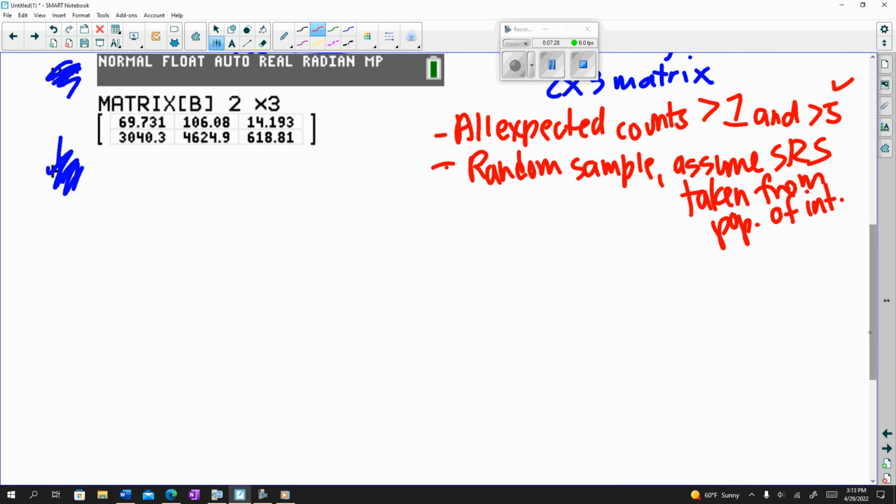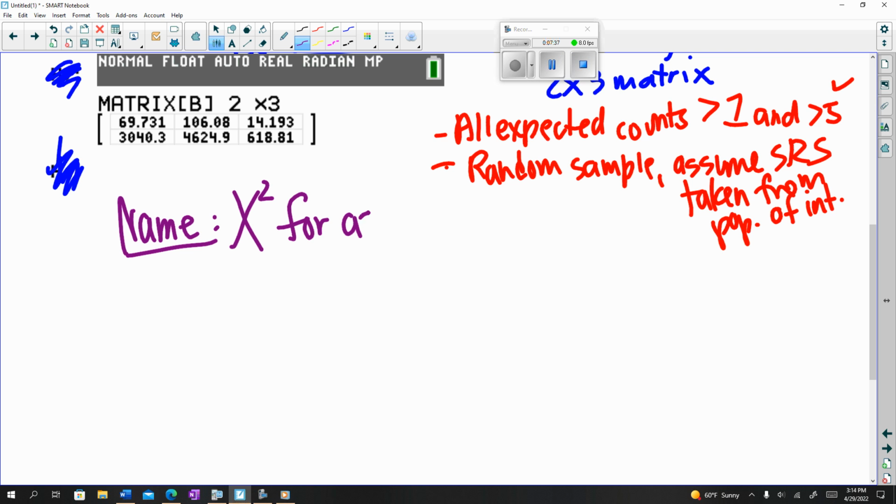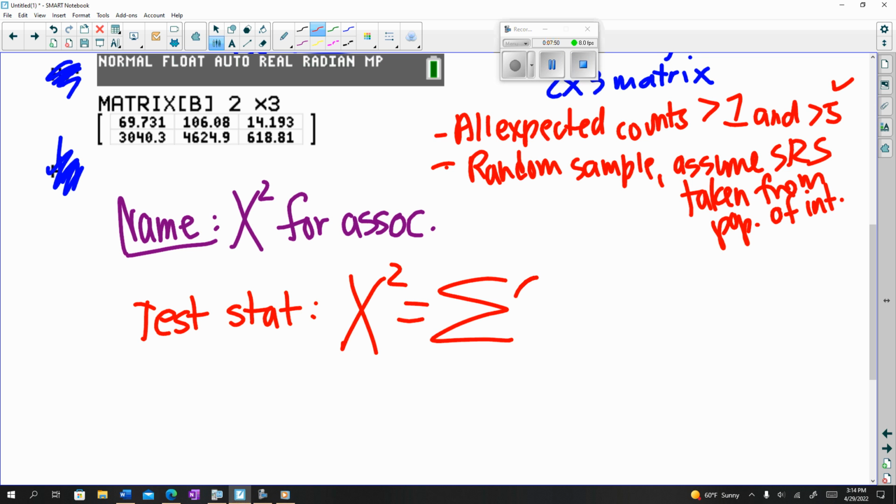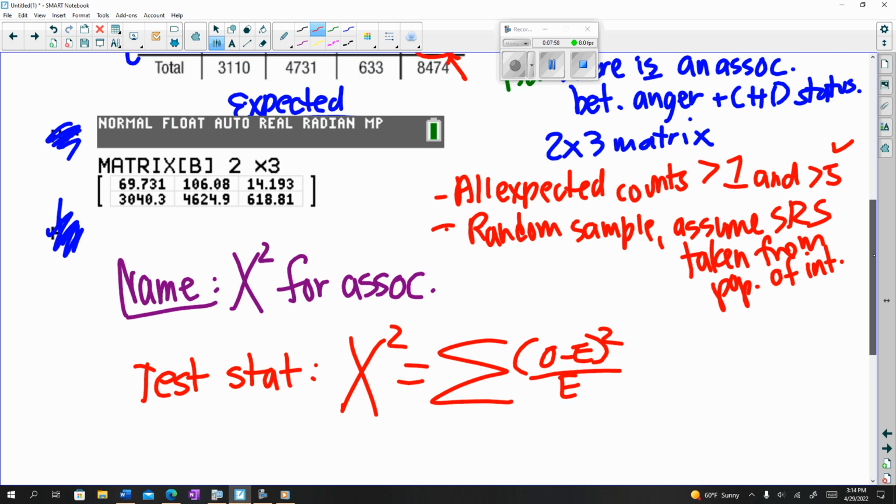Now we go to the name. So the name is a chi-square test for association or independence. And again, if you want, you could just write chi-square test. Now we're going to go to our test statistic. The test statistic formula is on the reference sheet. Remember, it is chi-squared, big X squared equals summation, which means you're going to add them all up, of observed minus expected squared over expected. Remember, you don't have to memorize that. It's on the formula sheet.